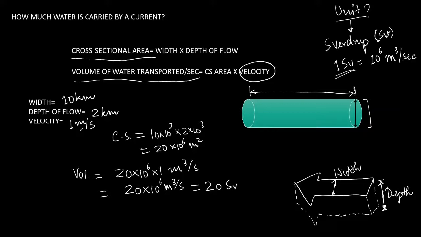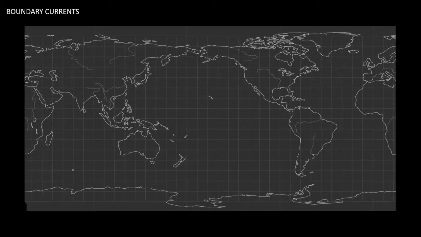There are currents which carry up to 200 SV of water. So if I say 200 SV, you can imagine 200 multiplied by 10 to the power 6 meter cube per second, which means how huge that current would be. We have the example of this current. I'll come across it.